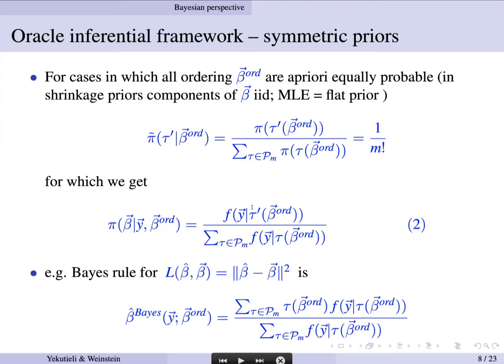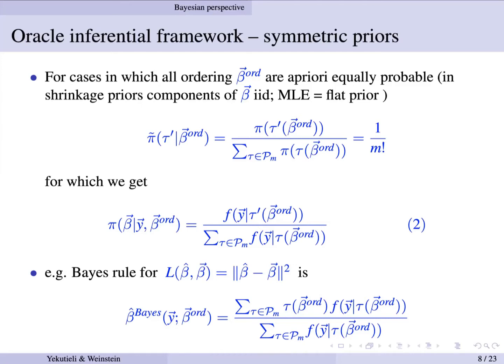In the numerator, we get the likelihood for y for each permutation of theta. The posterior distribution has, in the numerator, the likelihood for this particular permutation of the beta vector, and in the denominator, the sum of the likelihoods for all m factorial permutations of beta. And what's the nice thing? What don't we have here? We don't have anything from our original pi. Once pi is invariant, is symmetric, it doesn't matter what pi is.